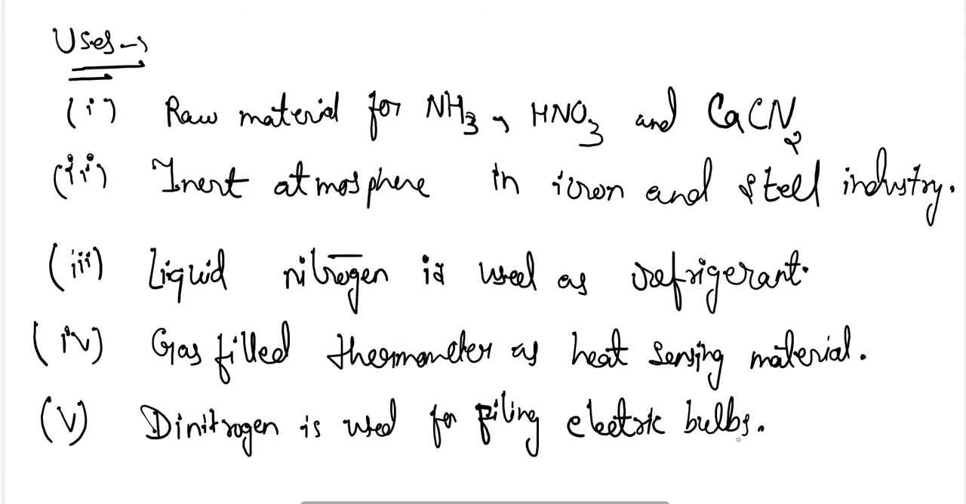So these were some of the properties of dinitrogen. In the next class we are going to discuss the properties of ammonia, and further in this chapter we will discuss more about the oxides of nitrogen and other elements also.